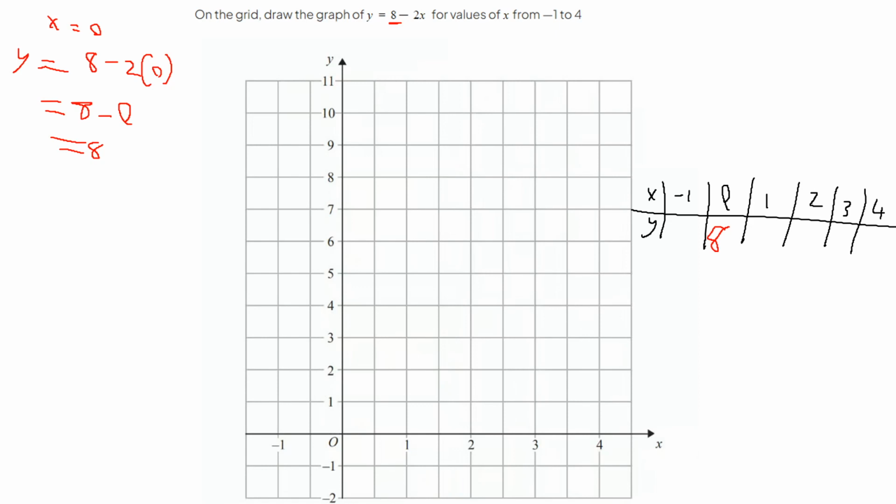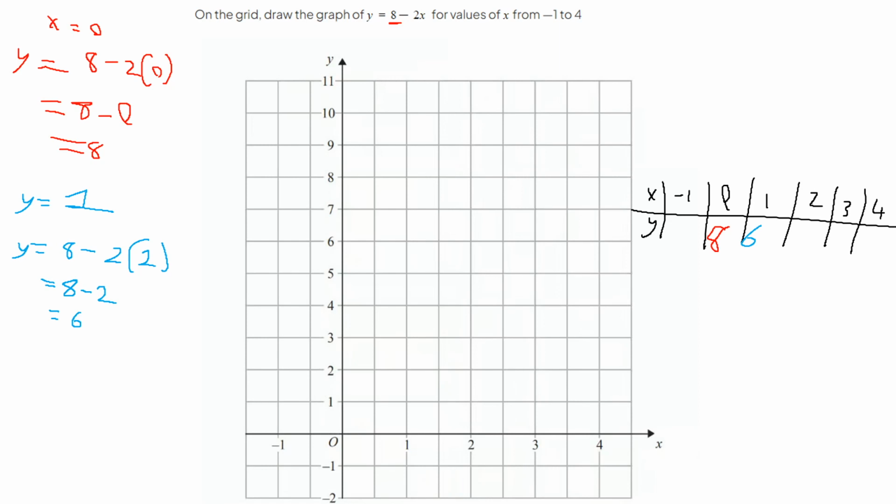So let's go up. If we have x is equal to 1, then y is equal to 8 minus 2 times 1. 2 times 1 is 2. It's equal to 6.